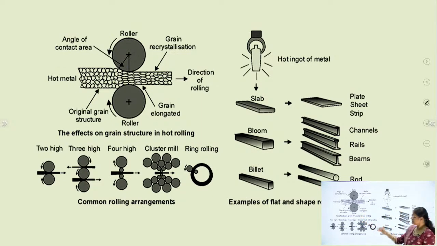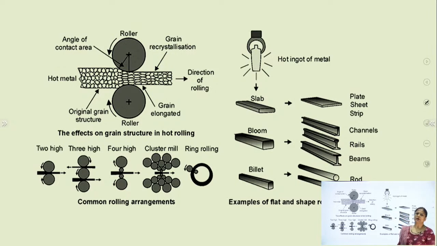We can have common rolling arrangements like 2 high rolling mill, 3 high rolling mill, 4 high rolling mill, cluster mill, and ring rolling, depending on the kind of object we require, and the thickness also. If the thickness of the material decreases, we need more rollers, more supporting rollers, to roll the material.